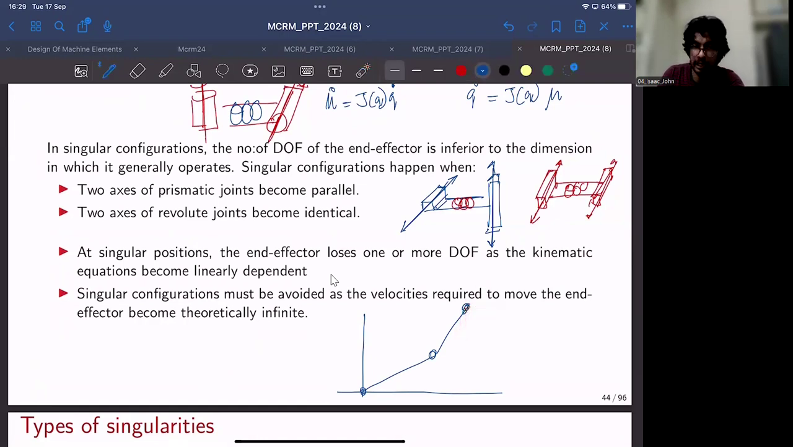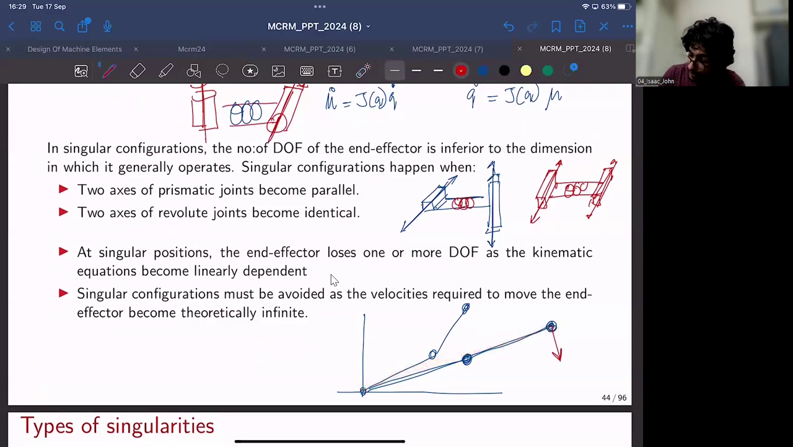But what happens at a singular configuration? So when it is fully stretched like this, it is actually a singular configuration. So the robot can only have a velocity along this direction, a perpendicular direction to this fully stretched R.